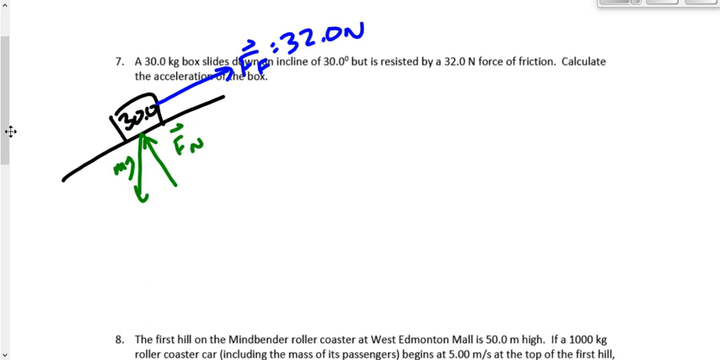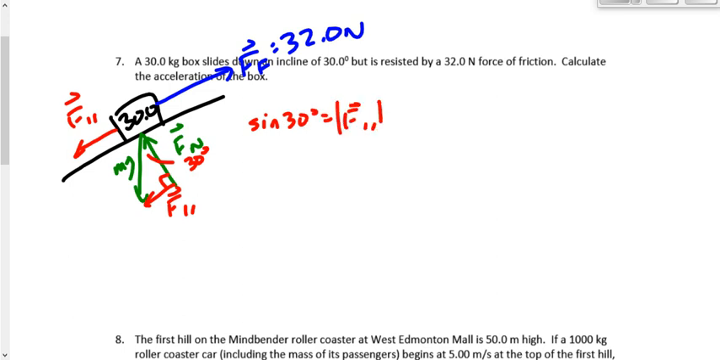And remember that F parallel is always parallel to the hill and is always perpendicular to the normal force. So we find F parallel, and for the most part, people that made a mistake on this question made a mistake on calculating F parallel. We know this angle is 30 degrees right here. We're going to say sine 30 degrees is equal to F parallel, that's opposite, over hypotenuse. So F parallel ends up being equal to 147.15.